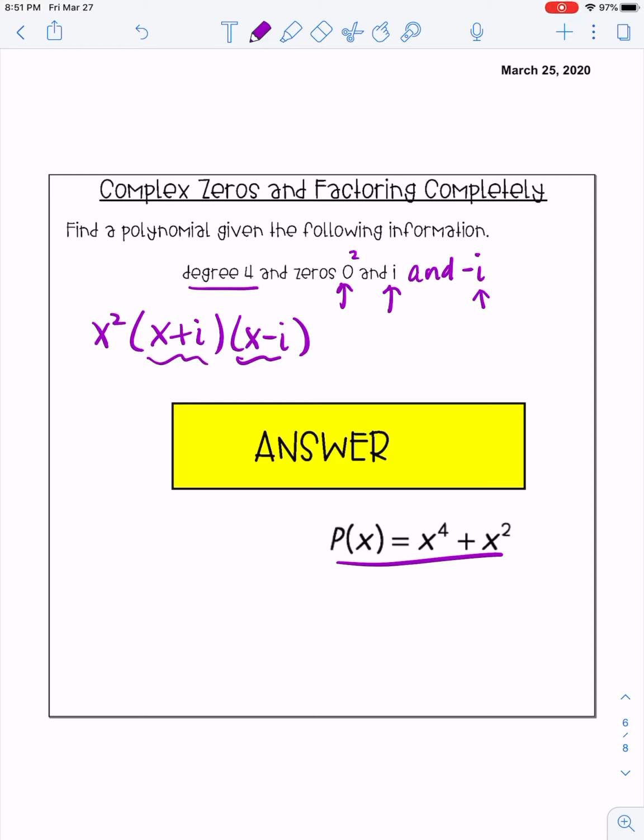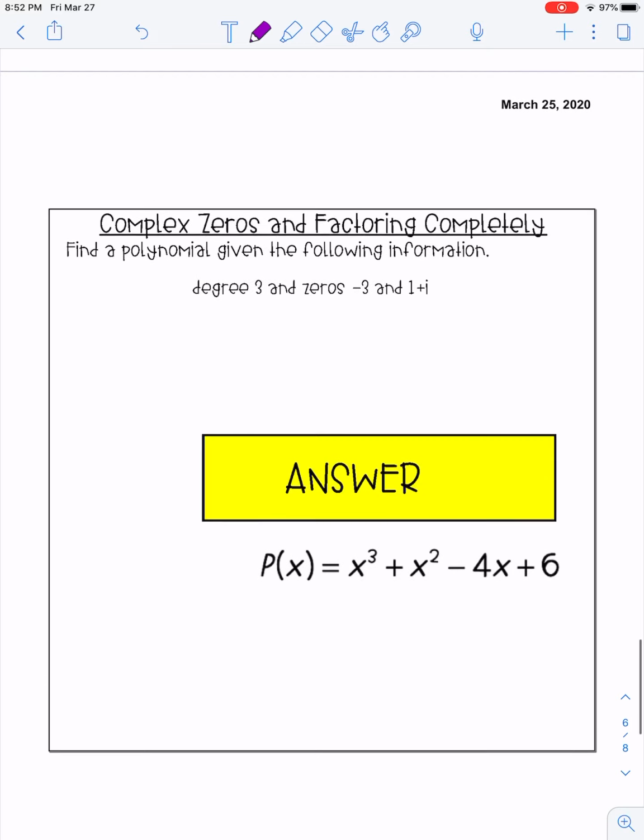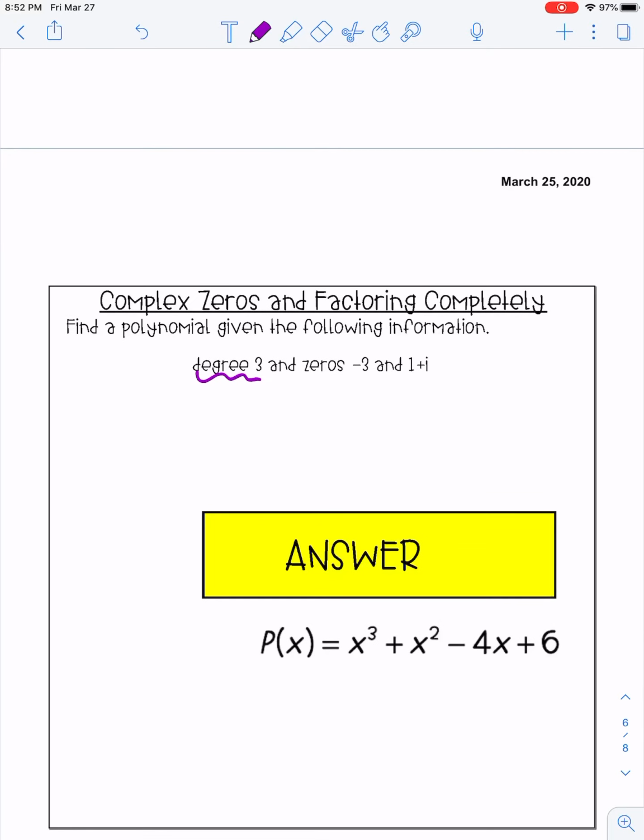When I multiply these, I'm going to get x squared plus 1. And then when I multiply these two, I get x to the 4th plus, let me write that neat. I hate when people write sloppy, so I'm not going to do that. x to the 4th plus x squared, which is my answer here. And you can pause this and look at my work if you need to. Have at it.